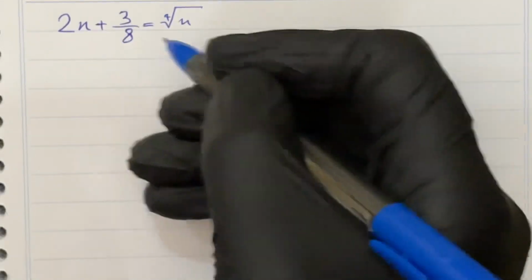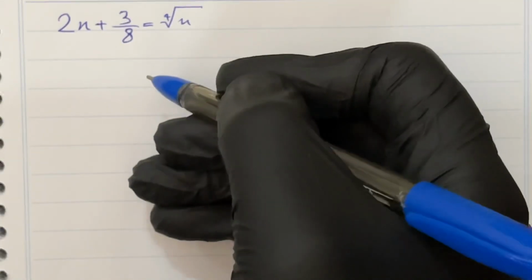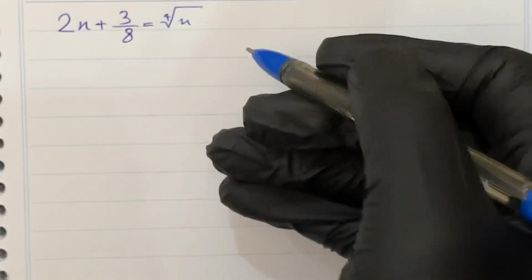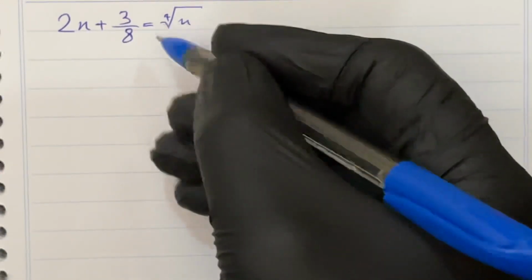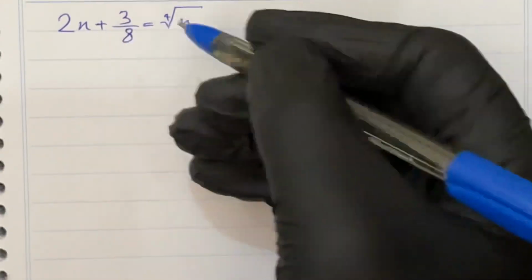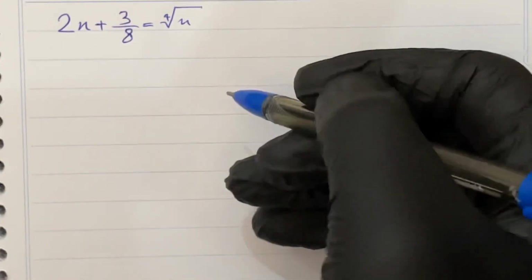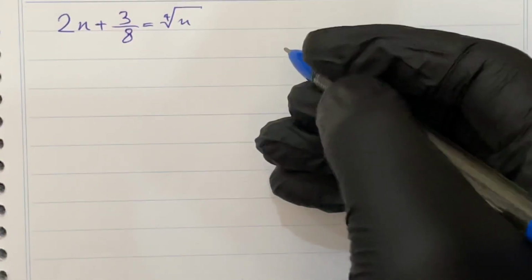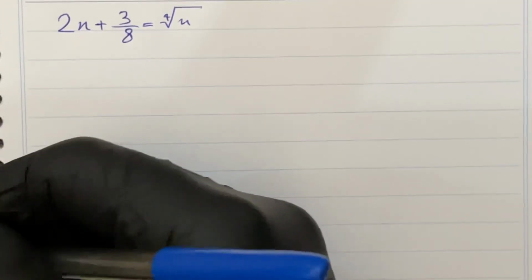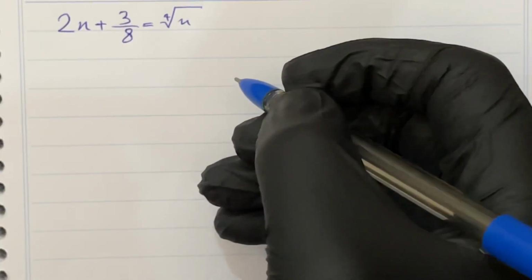So here, obviously, we're going to use the substitution, because no healthy mind would take both sides to the power of four, and that's idiotic. I'm sorry, but that's not efficient. So let's get right into our substitution.